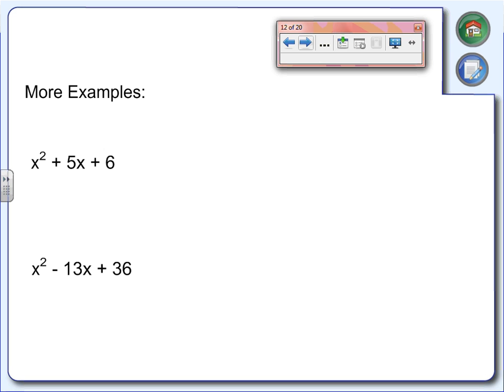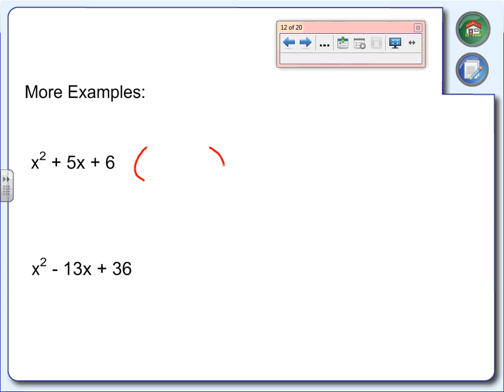The first example I have here is x squared plus 5x plus 6. Notice there is no GCF. There is no greatest common factor. So what I'm going to try and do is factor this trinomial. I also want you to notice right now there is a 1 in front of that x squared. That's important because if it's a different number, then we've got to try something else. So just keep that in mind.